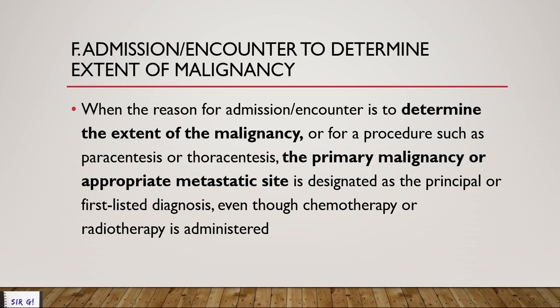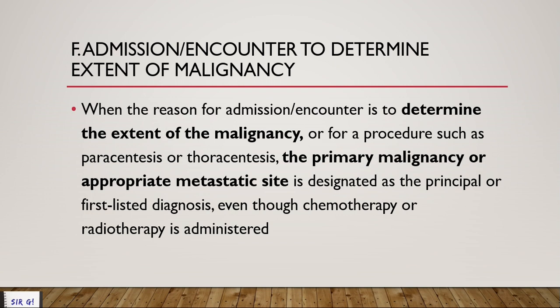Okay? Admission encounter to determine the extent of malignancy. Remember, when we are talking about malignancy, we have your stages. Stage 1, stage 2, stage 3, and you have your stage 4 cancers. When the reason for admission encounter is to determine the extent of the malignancy, or for a procedure such as paracentesis or thoracentesis, the primary malignancy or appropriate metastatic site is designated as the principal or first diagnosis, even though chemotherapy or radiotherapy is administered. Because when we are talking about determining the extent of malignancy, we're talking about the malignancy, so your first code should be the malignancy.